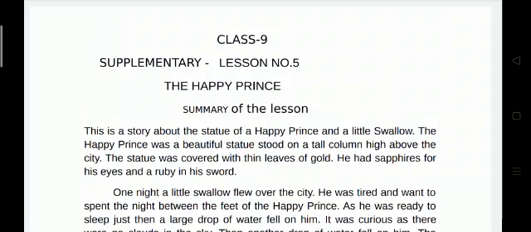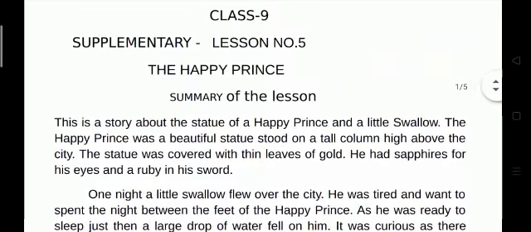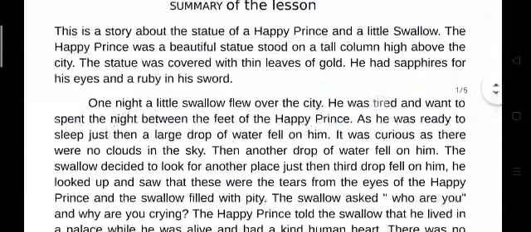Which are the two characters here? A happy prince and a little swallow. The happy prince was a beautiful statue that stood on a tall column high above the city. So we have always seen the statues of kings and princes, at many places we have seen. So here also the statue of a happy prince was high above the city.